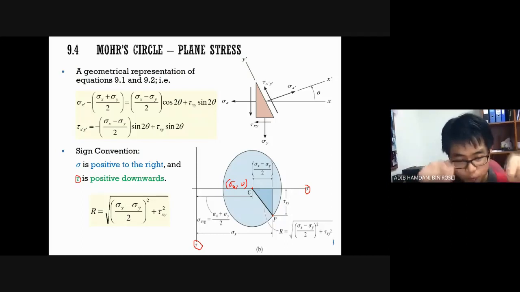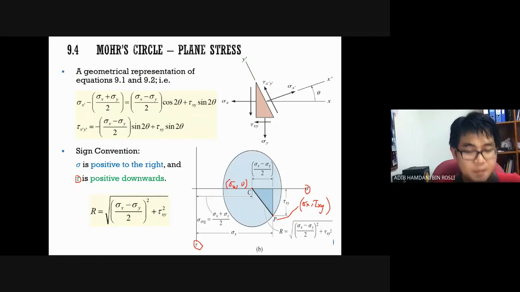Now remember, put this into the graph. The coordinate is always sigma and tau. So the sigma of this point C, the center, is sigma average, which is sigma x plus sigma y over 2, while tau is 0. All right, this is the center. And then your reference point P is sigma x for sigma, while for tau, it is tau x y. So these two are the starting points for your circle.